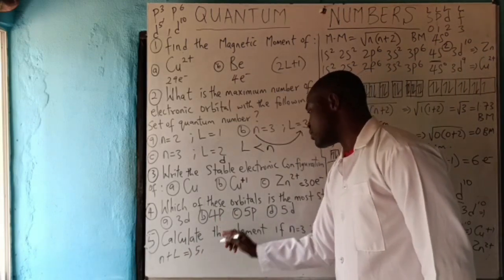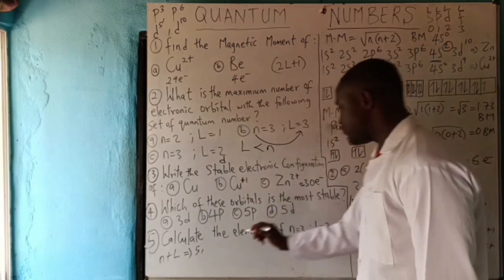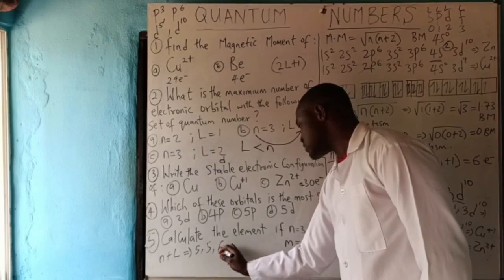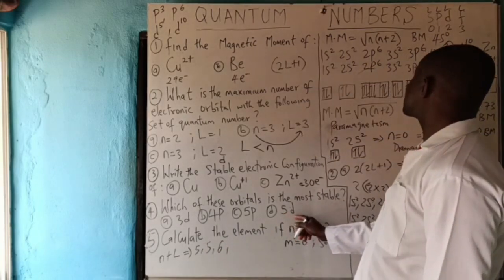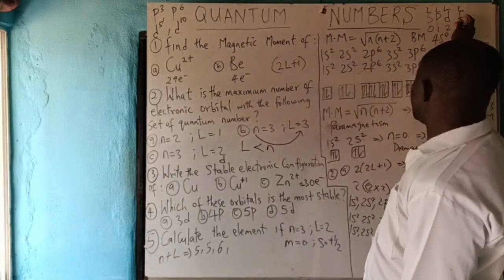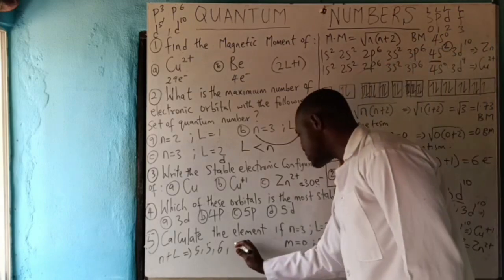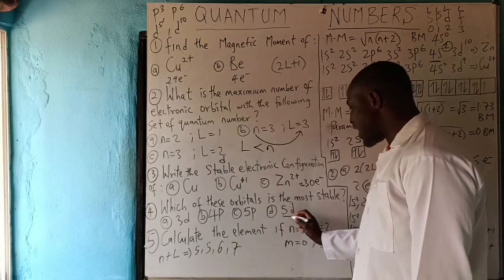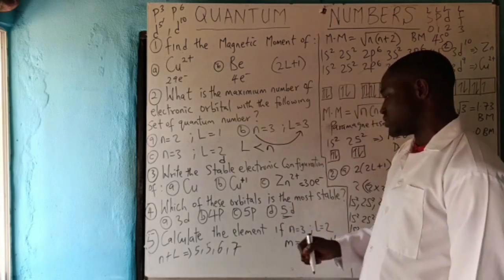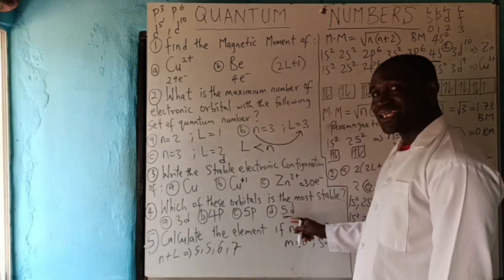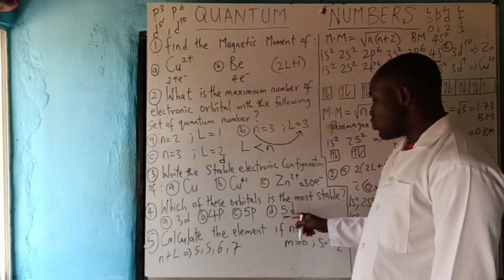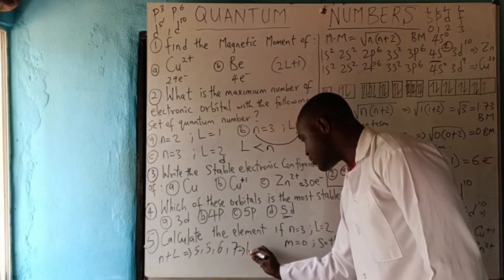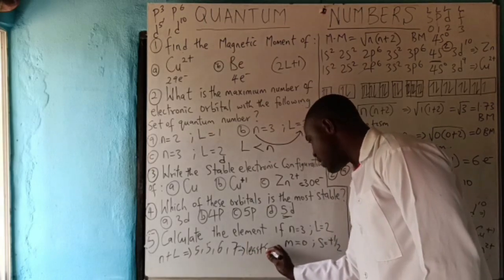4 plus 1, P is 1. 4 plus 1, 5. 5 plus 1, 6. 5 plus, what is your D? D is 2. 5 plus D, 7. And so, we will say that these have the highest energy. And since they have the highest energy, this is least stable.